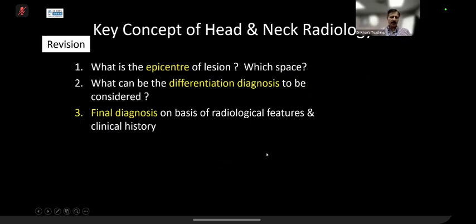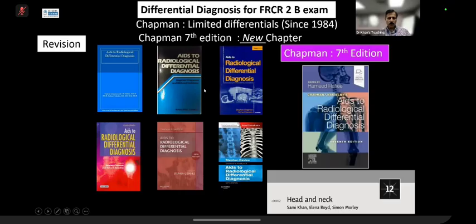So the key concept in head and neck radiology is, what is the epicenter of the lesion? Which space is involved? Once you decide that, then you see what is the differential diagnosis. And on the basis of the radiological features and the clinical history, you can make a final diagnosis. So I've also told you that the current Chapman, which is the 7th edition, has been revised extensively, particularly the head and neck chapter. It's totally newly written.